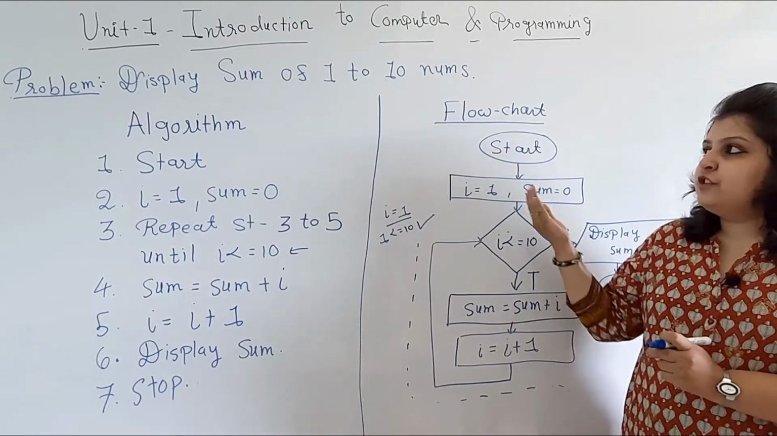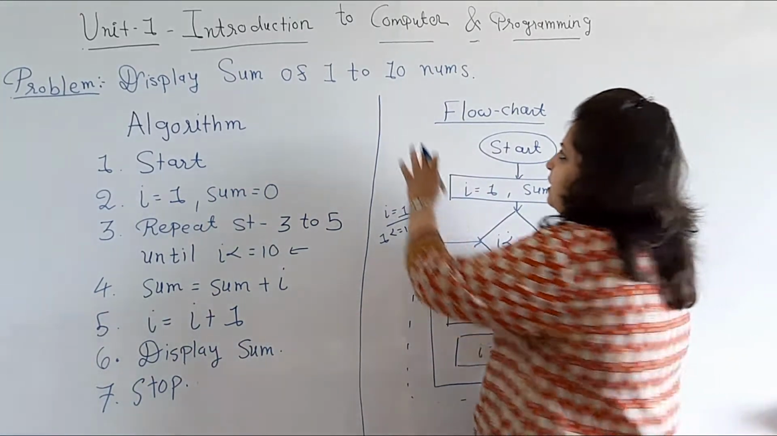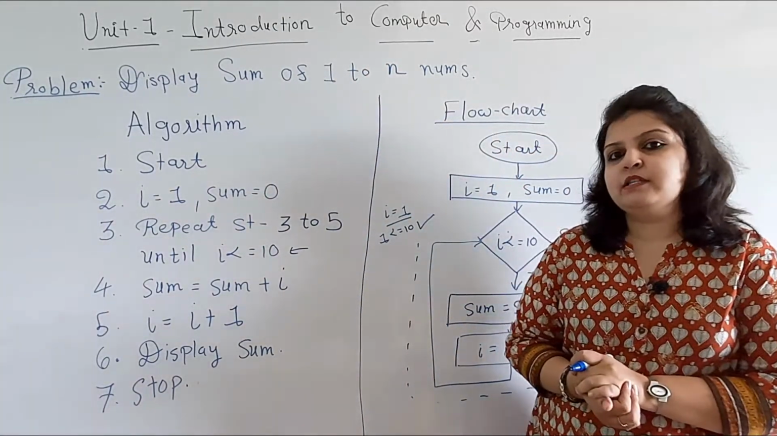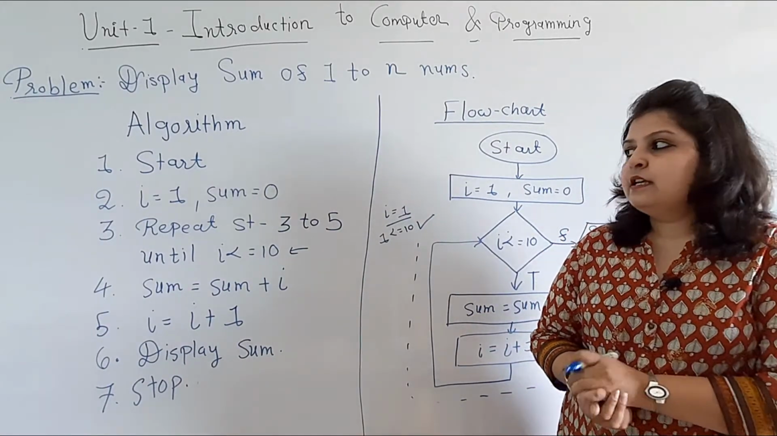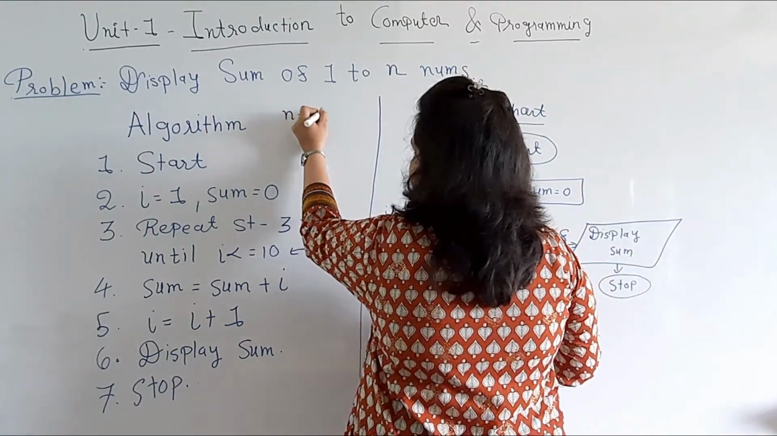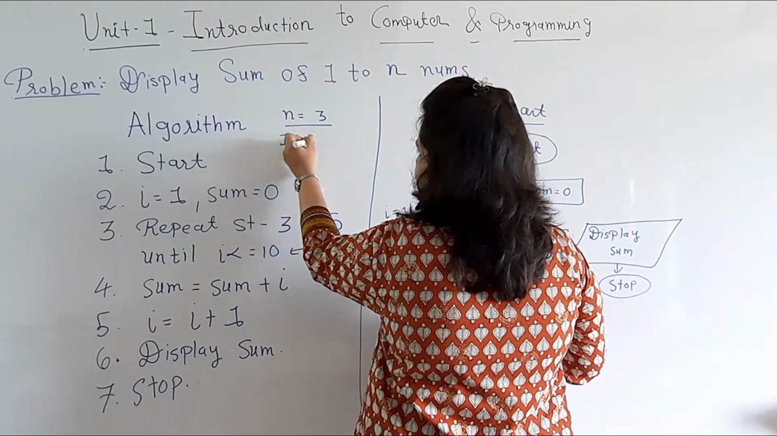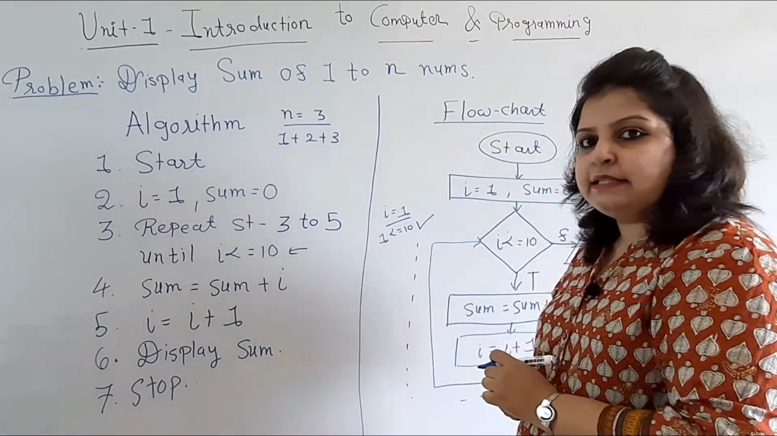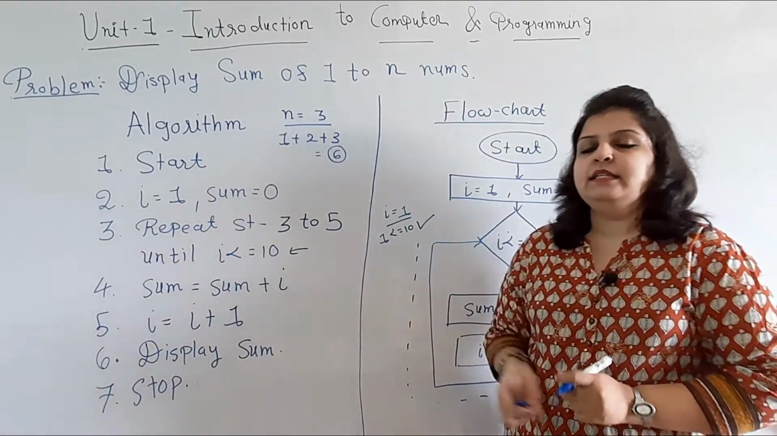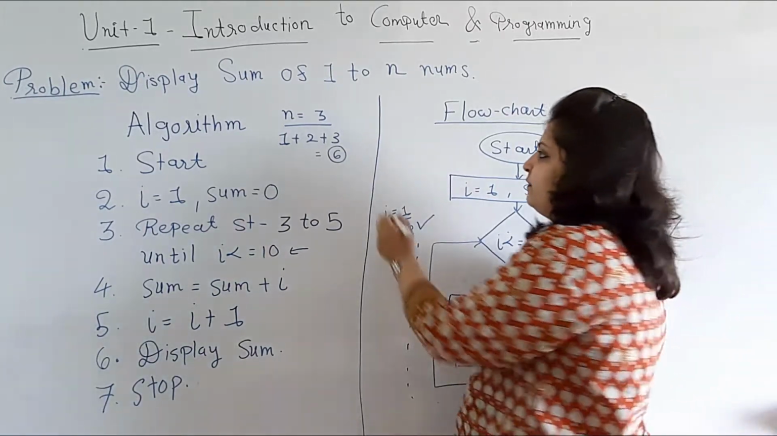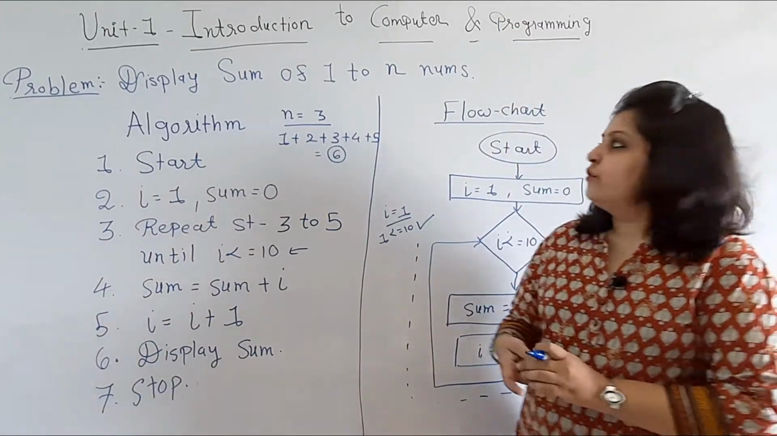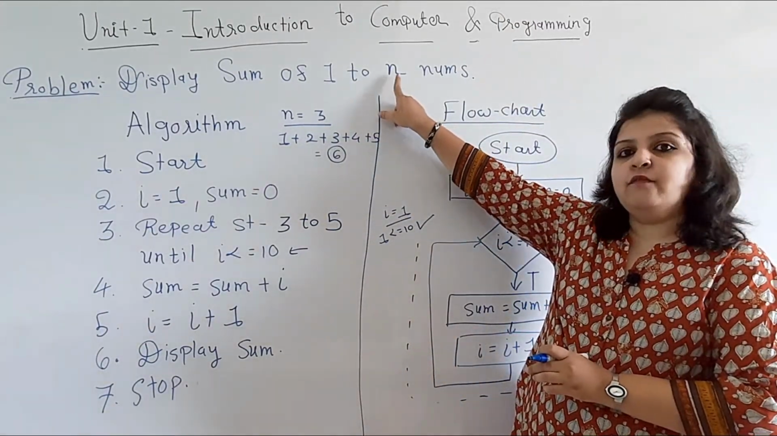Now a change in the definition: suppose you are given to display the sum of 1 to n numbers. 1 to n numbers means some modification is required here. If n is equal to 3, then our process is 1 plus 2 plus 3 and our output will be 6. If I enter n is equal to 5, then what do we have to do? 1 plus 2 plus 3 plus 4 plus 5. So enter the value of n.